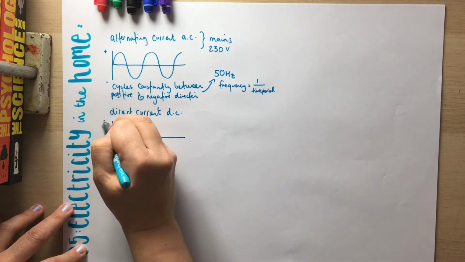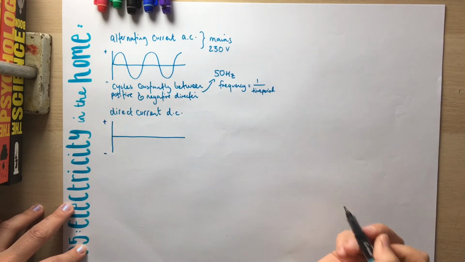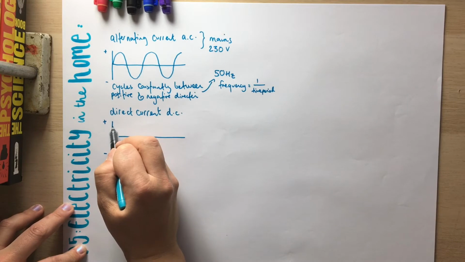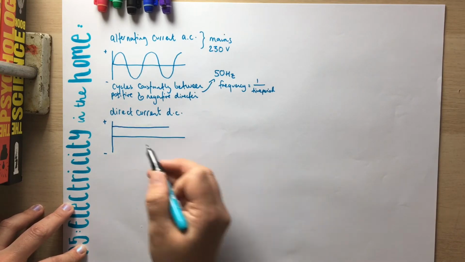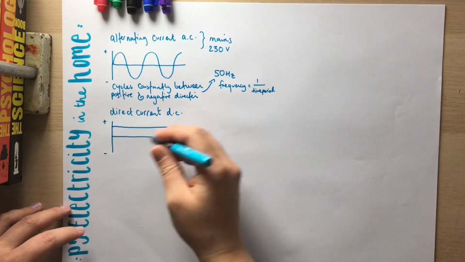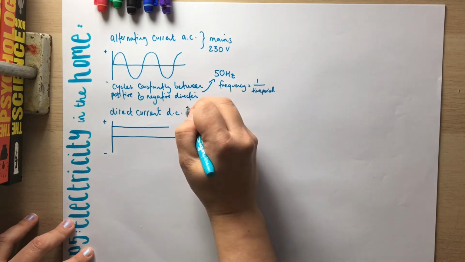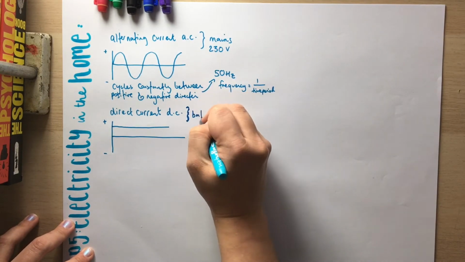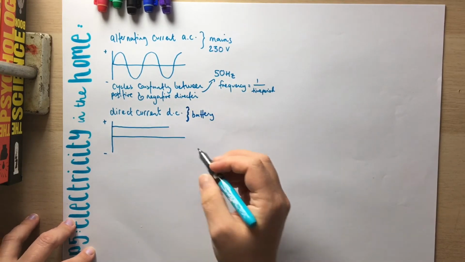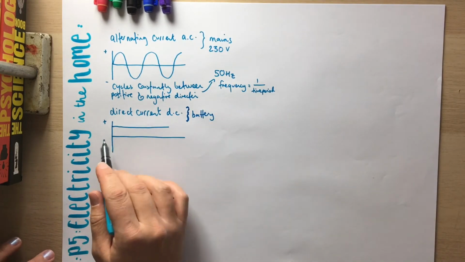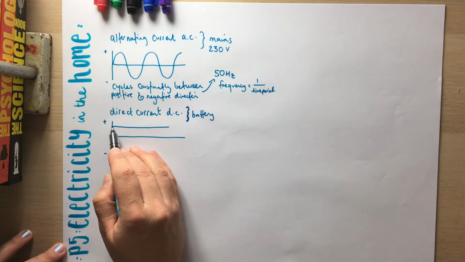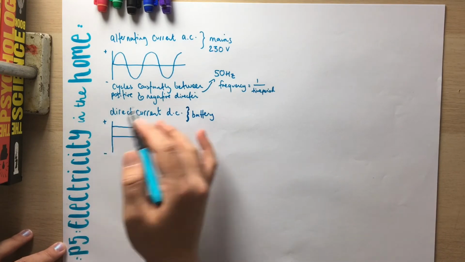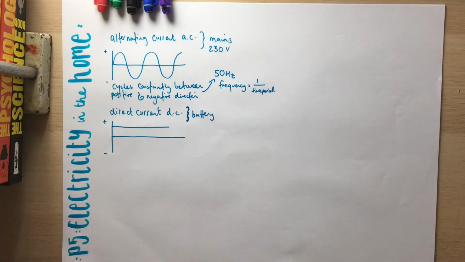as the name suggests, if we have positive and negative, just goes in one direction, so it stays at one value for the whole time in one direction. An example of this would be a battery, which uses direct current, so goes in one direction. So if it was a 3-volt battery, this would be 3 volts. So you need to be able to read that off a graph as well.